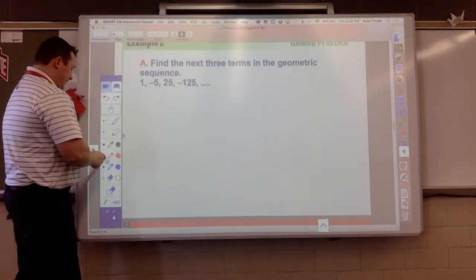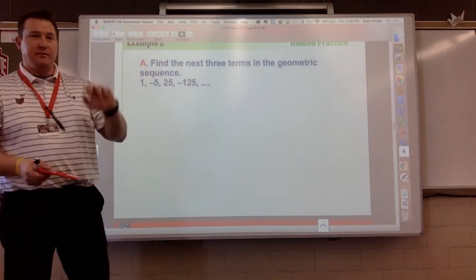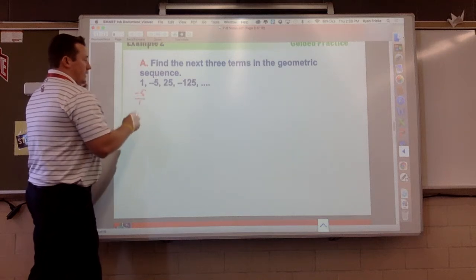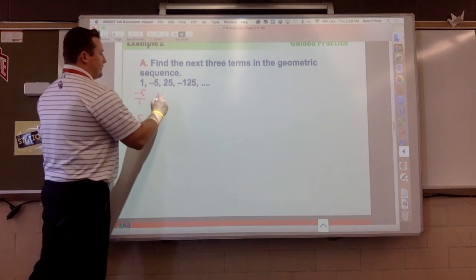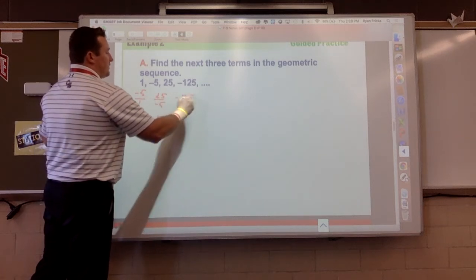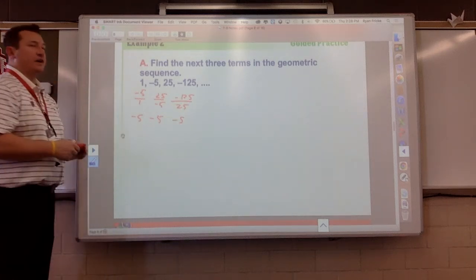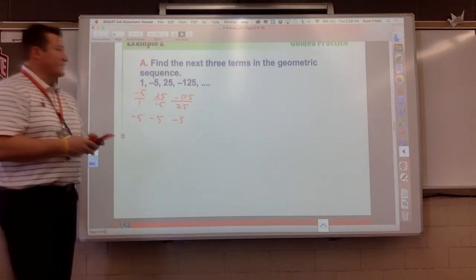Next three terms. Again, find your sequence here. Find your common ratio. Second term divided by first term. Negative 5 divided by 1 is just negative 5. 25 divided by negative 5, you guessed it. Negative 125 divided by 25, still negative 5. So there's your common ratio, negative 5. Go ahead now. My next three terms.